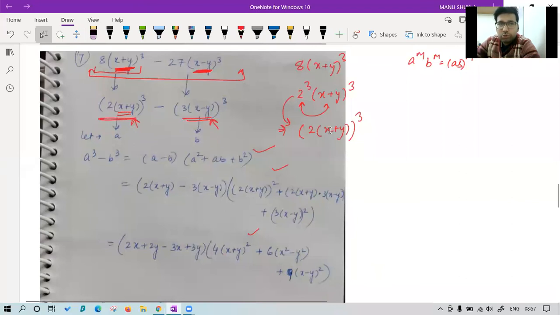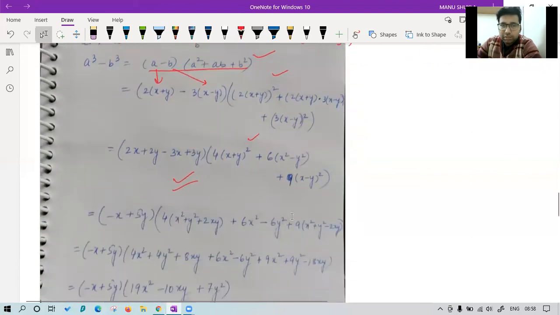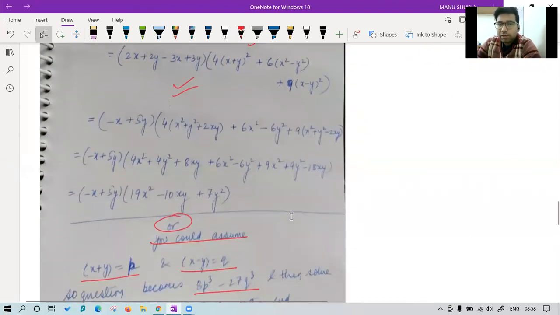Okay, Vaishnav, it is clear to you. Now, we have made the question in the form of a cube minus b cube, and then what we have done is we have applied the formula and just replaced the value of a with 2 bracket x plus y and b with 3 bracket x minus y, and simplified this and got the answer in factorized form. If you have assumed it as p and q, then it will be a re-substitution process, nothing else.